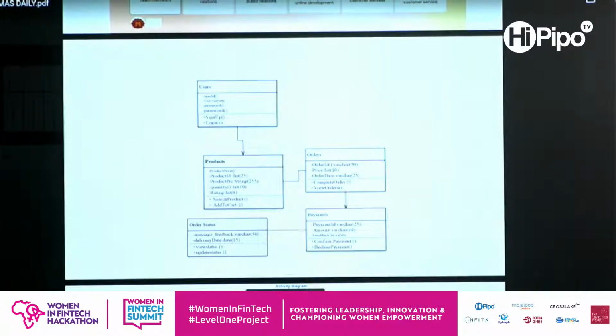We have the product price. There is the quantity that you're ordering. In case many products are ordered, then we have a rating for that product. We also have the orders. When you make your orders, we have a payment.